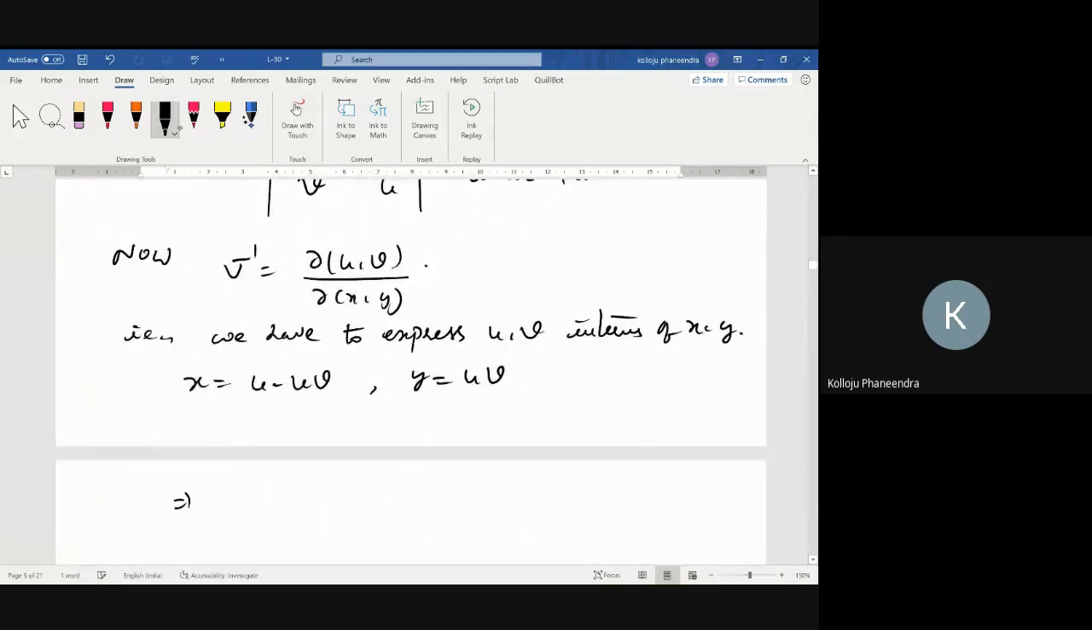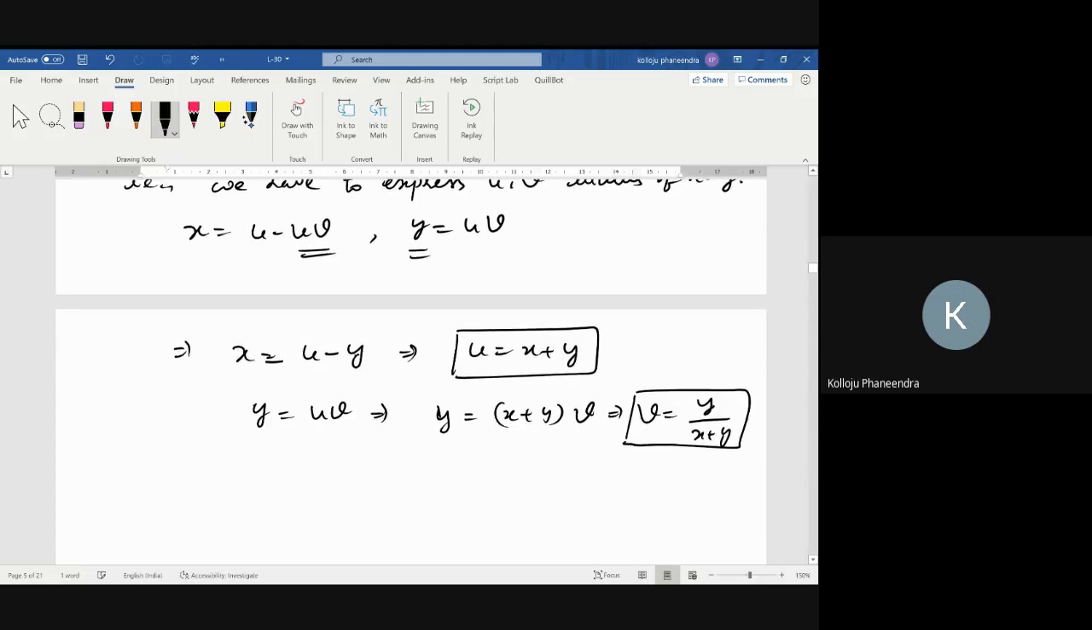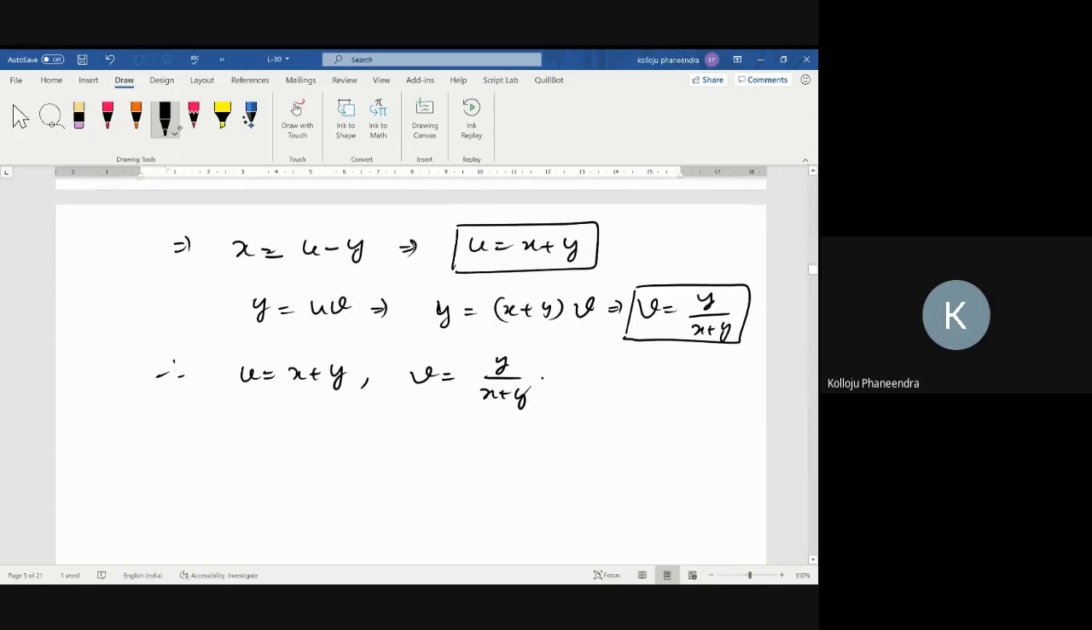So x equals, I can write, x minus y, correct? This uv is nothing but y. That implies what is the u value? x plus y. This is u in terms of x and y. Now coming to y, y equals uv. What does this imply? y equals, what is u, x plus y, into v. That implies what is the v value? y by x plus y. Correct? So now I'm getting u and v in terms of x and y.